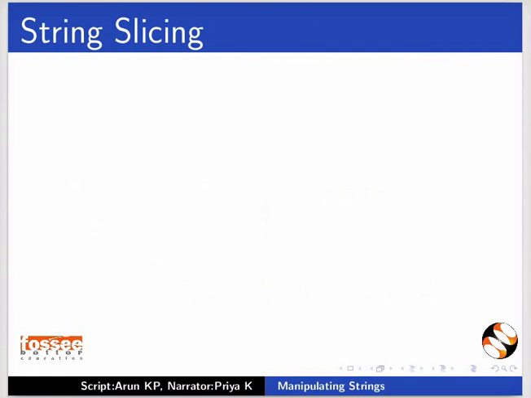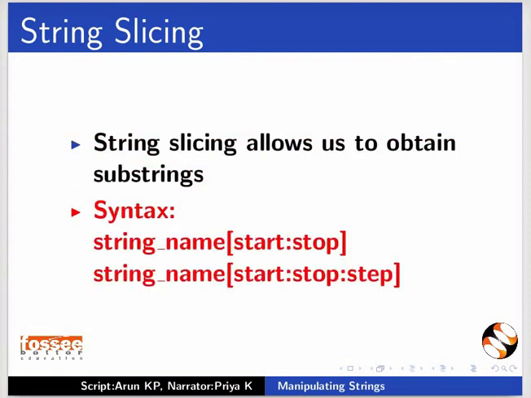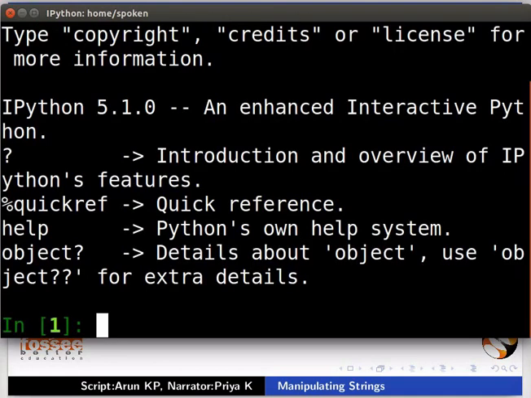First, let us see about string slicing. String slicing allows us to obtain substrings. The syntax for the string slicing is string name inside square brackets start : stop, or string name inside square brackets start : stop : step. Let us start IPython. Open the terminal. Type IPython3 and press enter. From here onwards, remember to press the enter key after typing every command on the terminal.